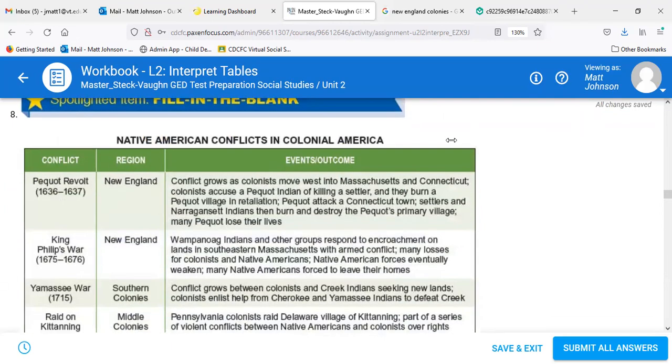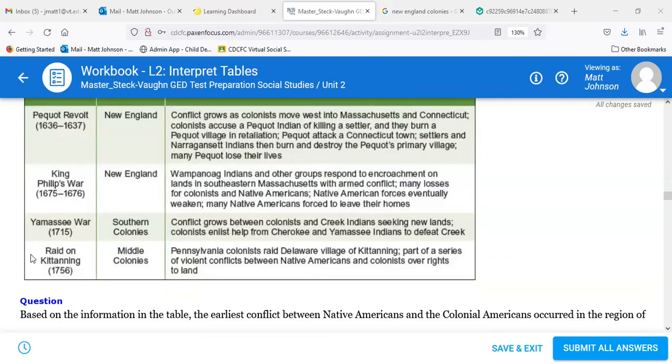All right, big table here. Lots of text. So this is Native American conflicts in colonial America. And there was a lot more than what we have here, but this is some of the more well-known and more violent ones, I guess you could say. Okay, so conflicts, region, and events and outcome. That's our three columns, right? And they're running in chronological order from the Pequot Revolt down to the raid on Kittanning.